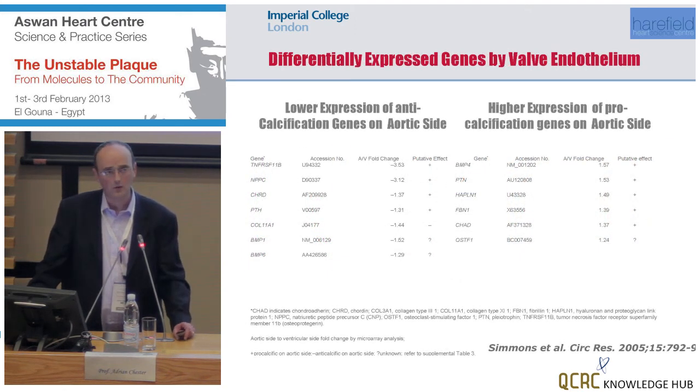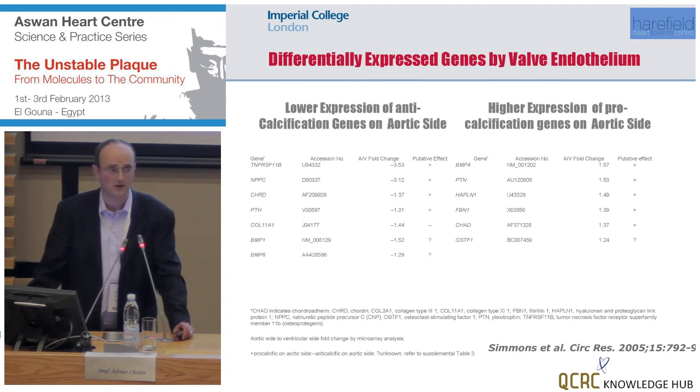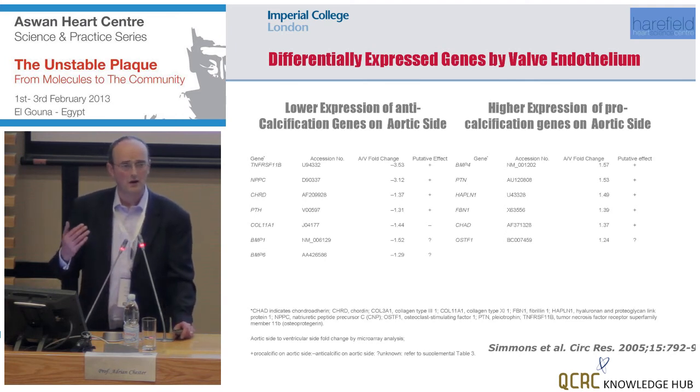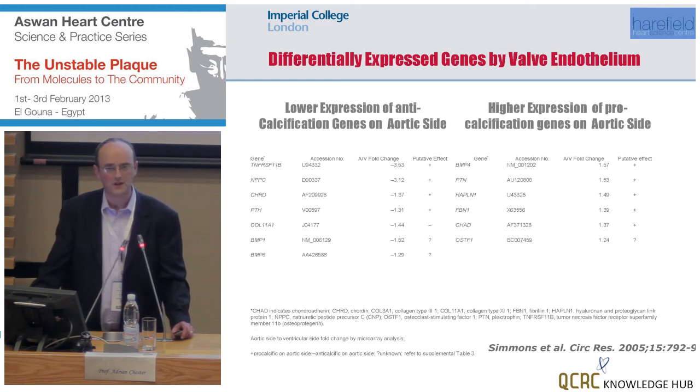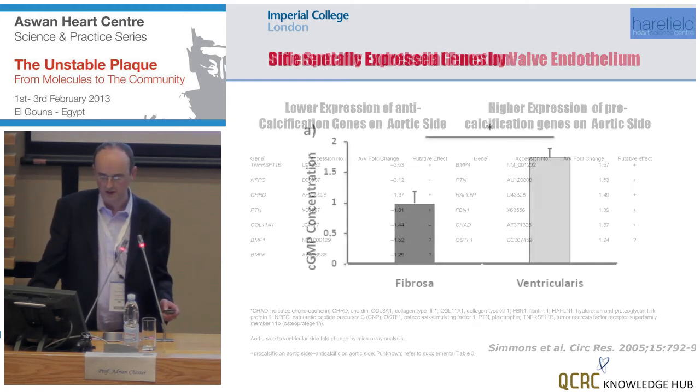And indeed, when you look at the genes expressed by these endothelial cells, this is quite a busy slide, but essentially you have the lower expression of anti-calcification genes on the aortic side, and you get a higher expression of pro-calcification genes on the aortic side. So there's a predisposition of these cells to undergo calcification processes.